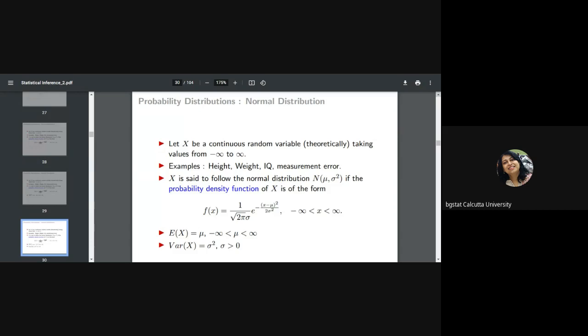So let x be some continuous random variable. In theory, we will assume it takes values from minus infinity to infinity. Examples: we saw the example of weight. We can also have height. We also saw the example of IQ. Anything else? It says measurement error here.